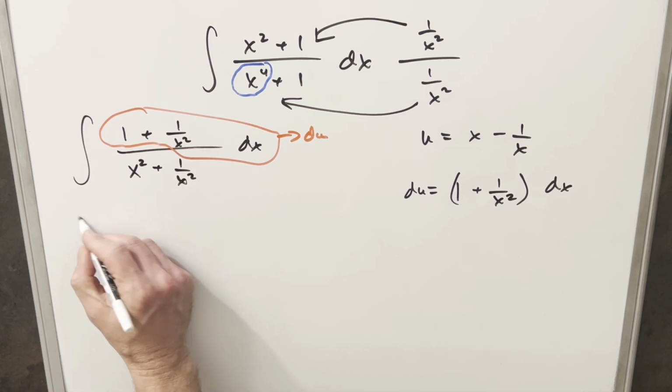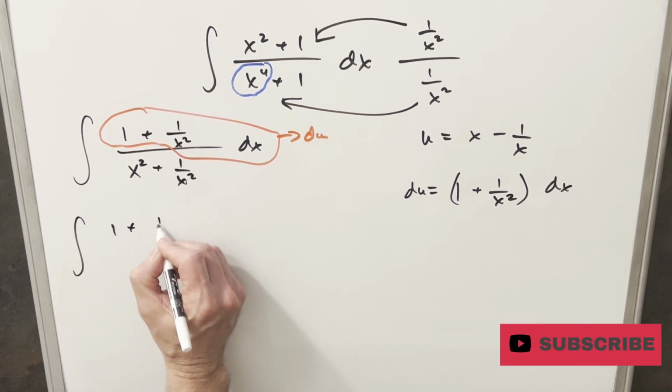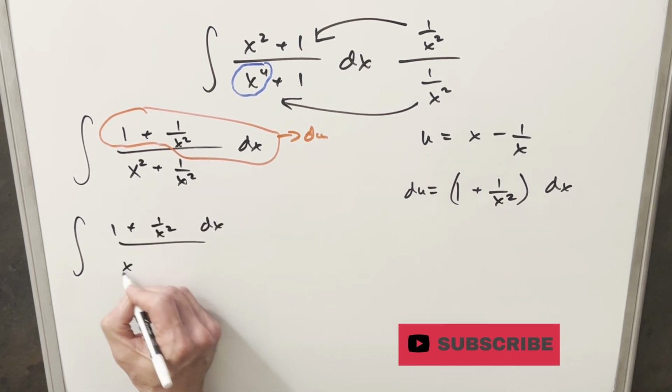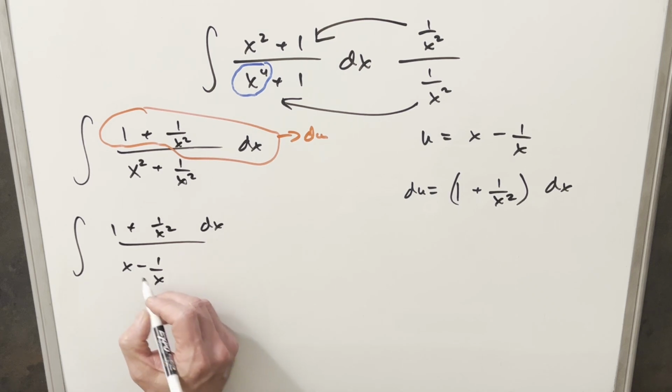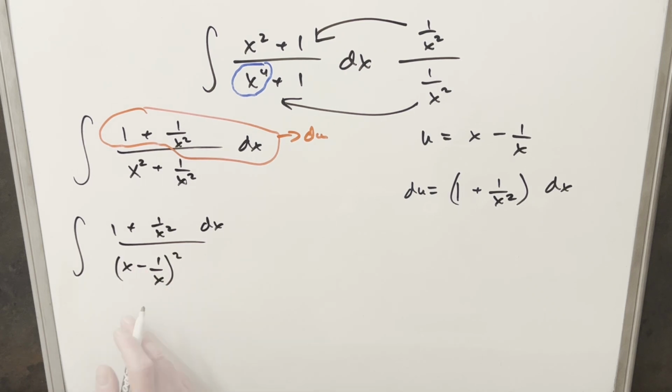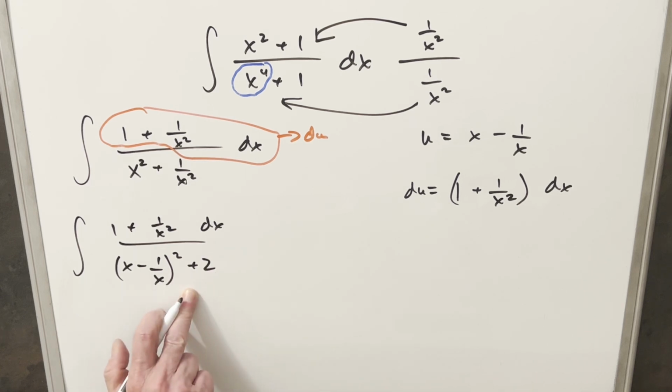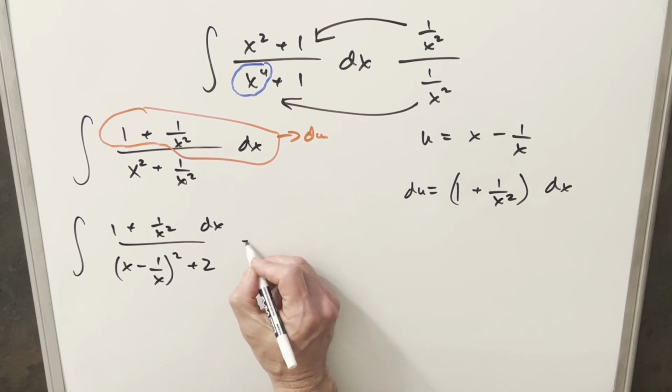Well, what I can do is kind of force this to happen. We'll rewrite the numerator right here. Now I want this, so I'm going to create x minus 1 over x all squared. Now if you square this out, you're going to get x squared plus 1 over x squared, but then the middle term is going to give me a minus 2. Well, I don't want to change it, so we'll just add a 2, and that way this here in the denominator is exactly the same as this here. But now that we have this set up the way we want it, we can do our u substitution.